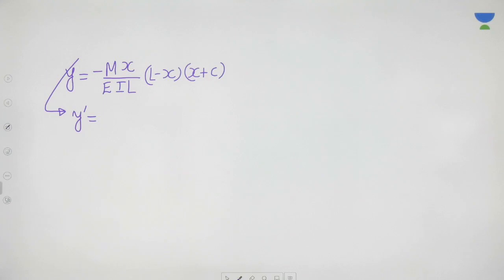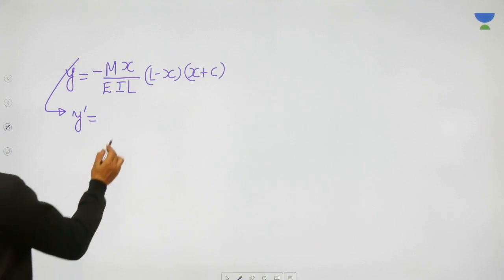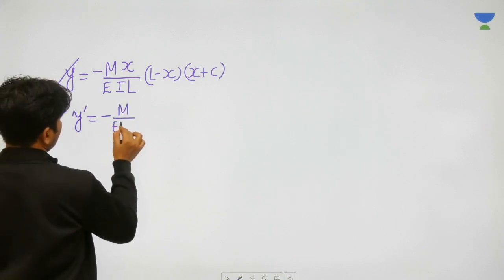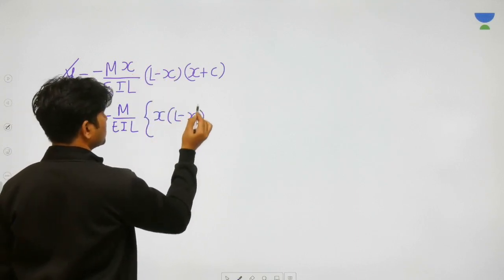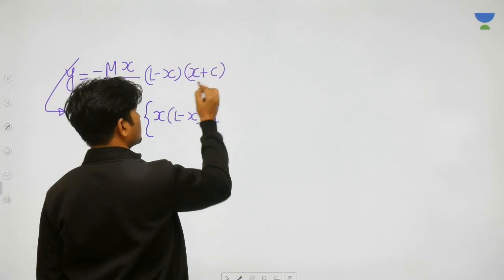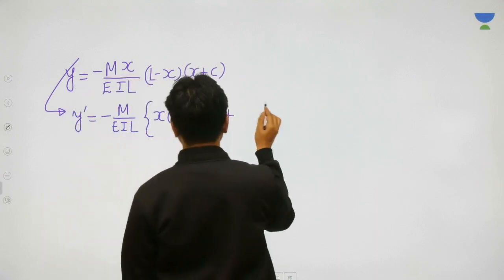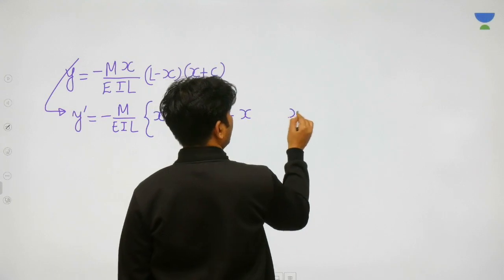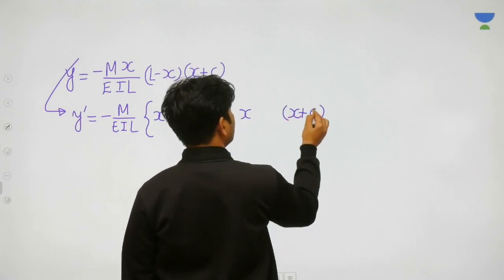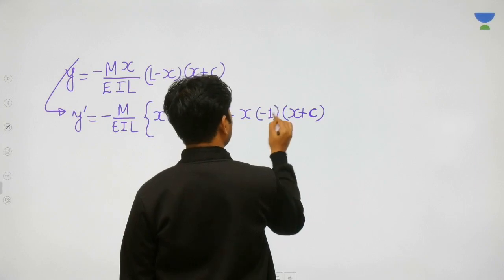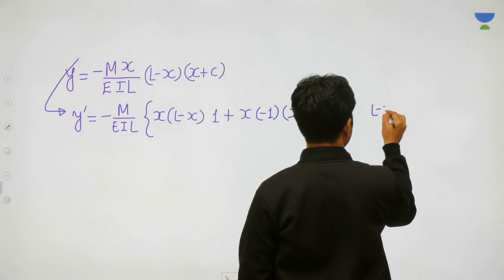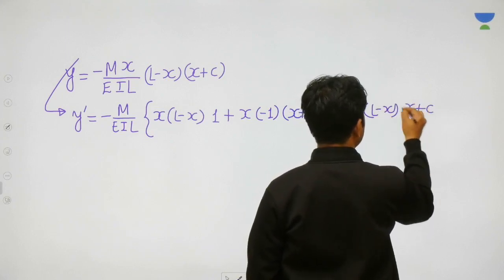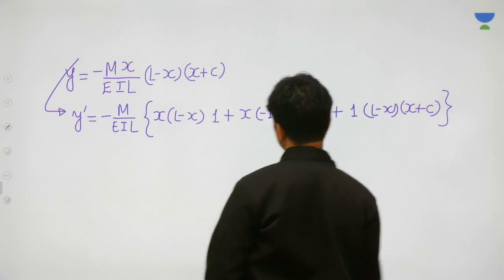Obviously, they're giving you deflection and they're asking the slope. The first idea that will come to your mind is to differentiate this. Now, if you differentiate this, then you're going to get, keep x and L minus x just like that. Differentiation of x plus c will become 1. Then keep x and x plus c just like that. Differentiation of L minus x will become minus 1. And then keep L minus x and x plus c just like that, and differentiation of x will become 1.